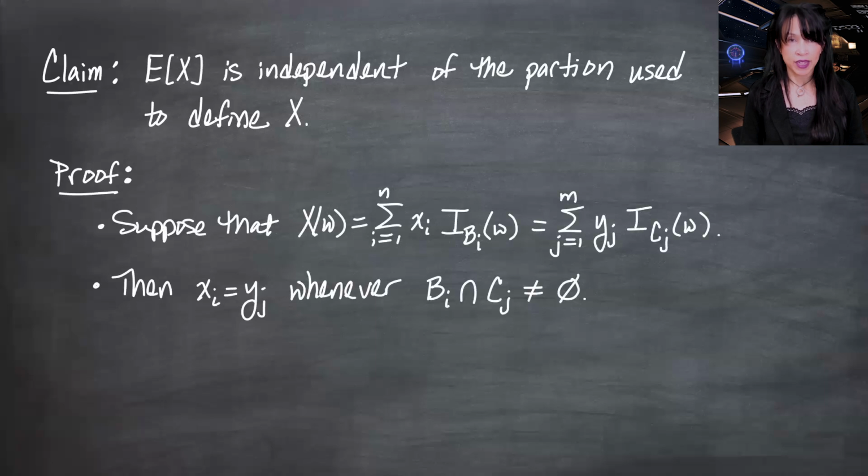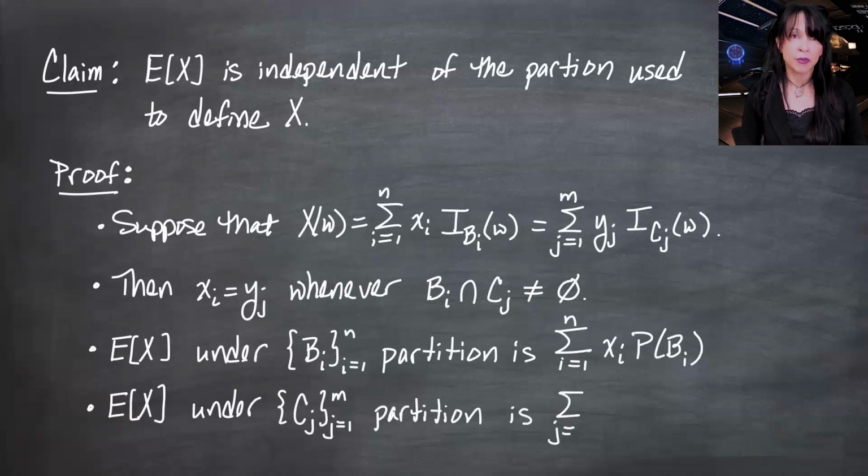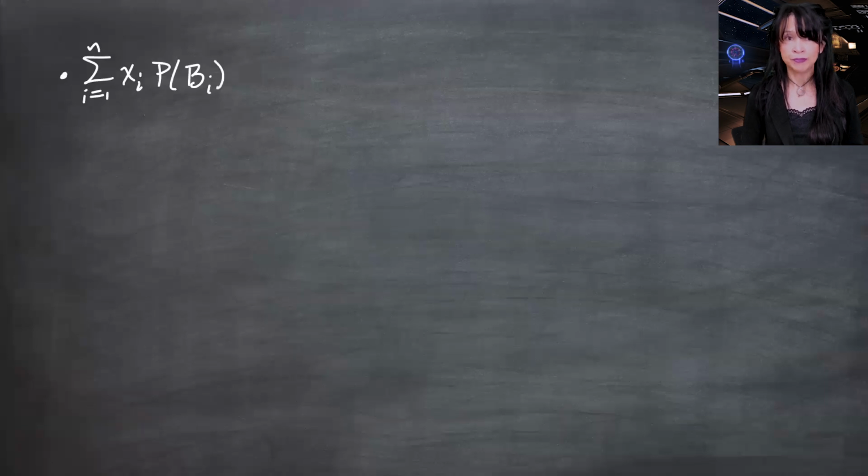And so the expected value under the B_i partition is going to be the sum as i goes from 1 to n of x_i times the probability measure of B_i, whereas the expectation under the C_j partition is going to be the sum as j goes from 1 to m of y_j times the probability measure of C_j. We want to see that these two are the same, so let's look at the first one and try to get to the next one.